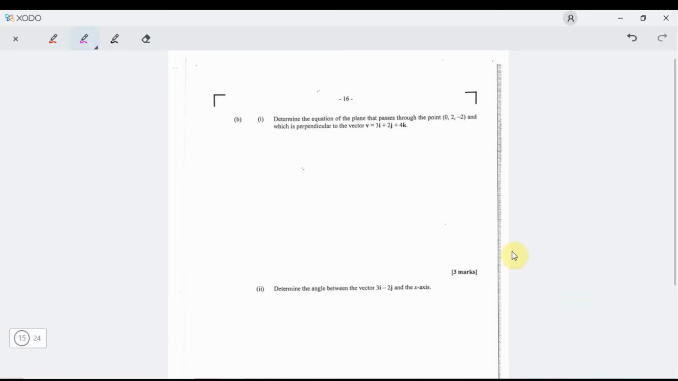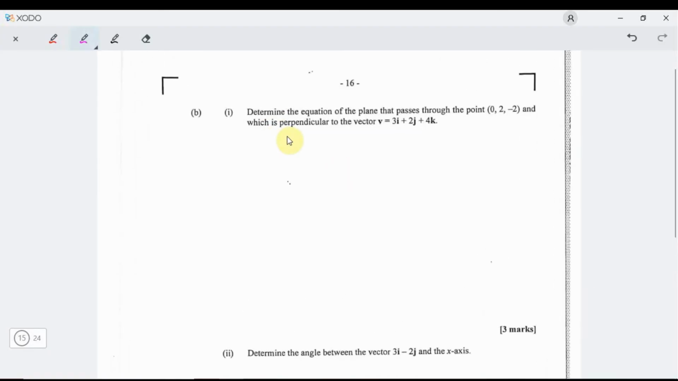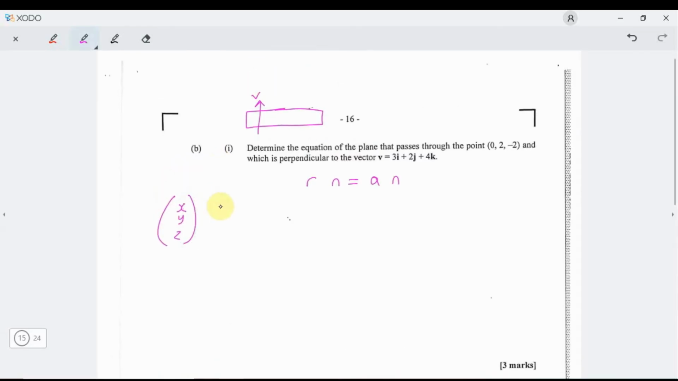So we finish. Next part, it says determine the equation of the plane that passes through this point, which is perpendicular to the vector given right here. So first thing is if you have the plane, and it's perpendicular to this vector, we have our vector v given, then vector v acts as a normal to the plane. And the equation of a plane is r dot n is equal to any known point in the plane dot the normal. And the normal in this case is our v. So it becomes r, remember, represents a general point, x, y, z, r dot your normal.